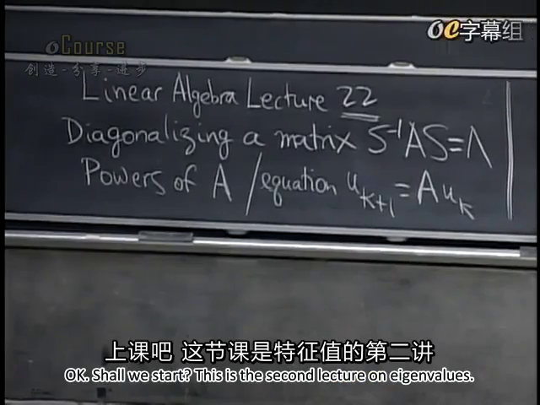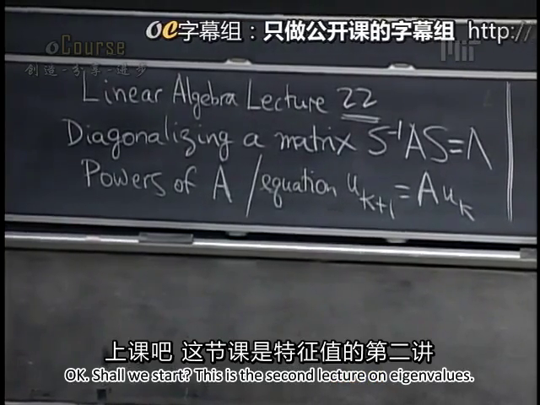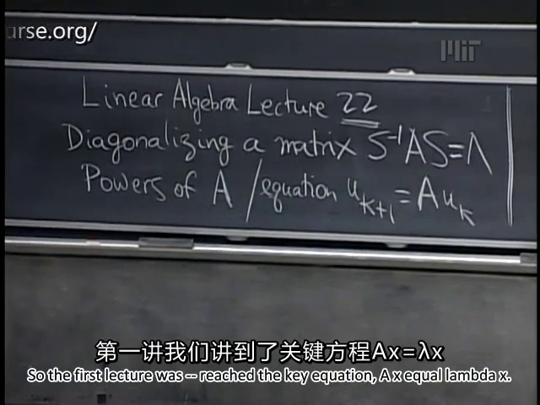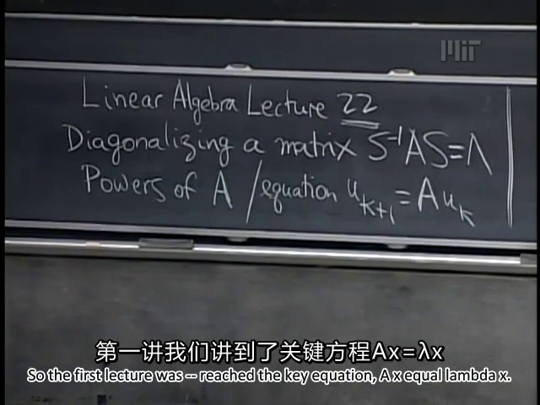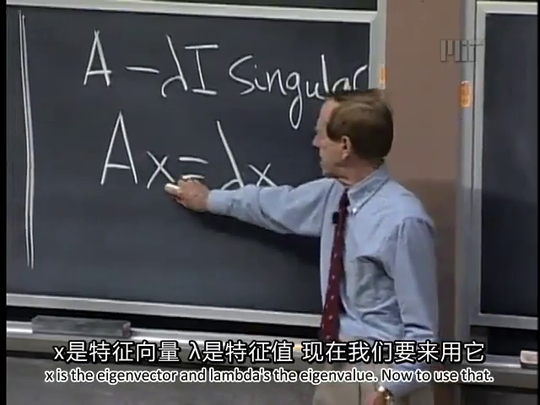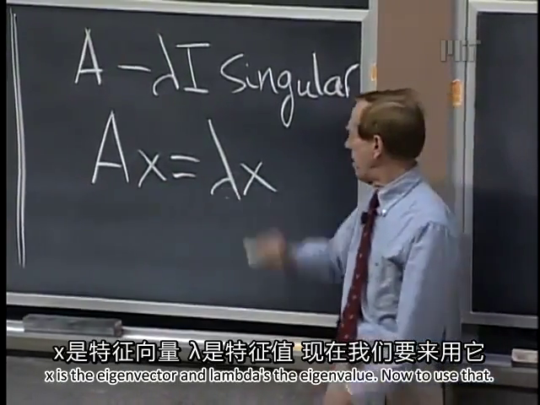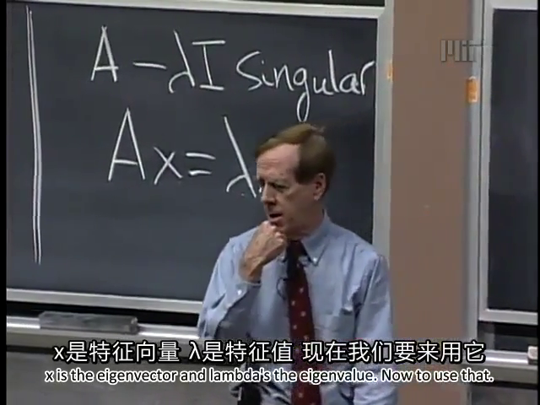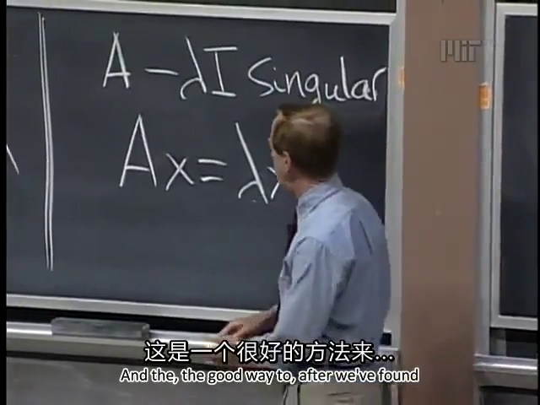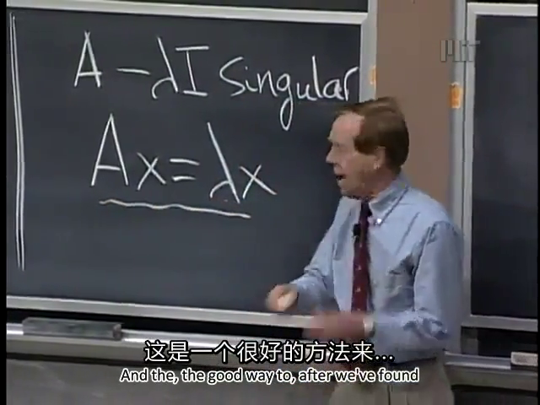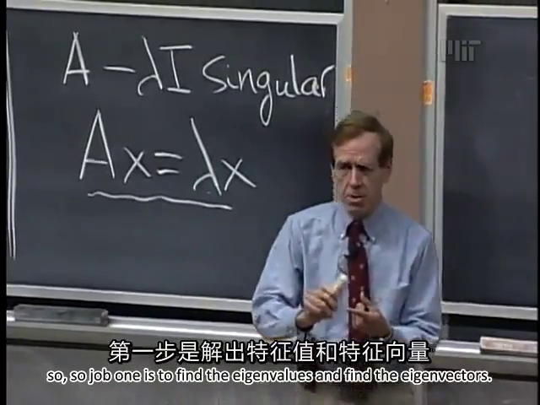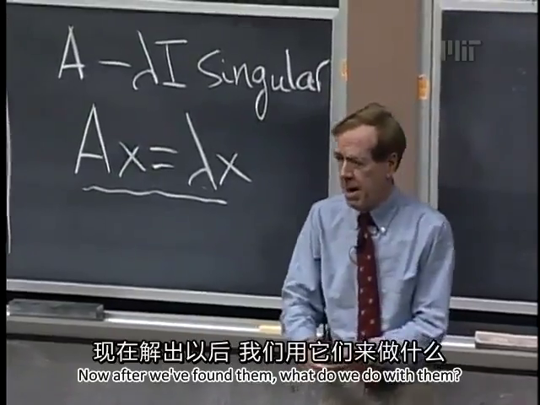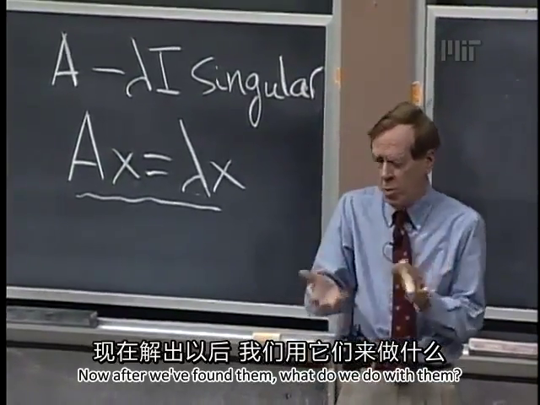So we start, this is the second lecture on eigenvalues. The first lecture reached the key equation, Ax equals lambda x. x is the eigenvector and lambda is the eigenvalue. Now, job one is to find the eigenvalues and find the eigenvectors. After we've found them, what do we do with them?